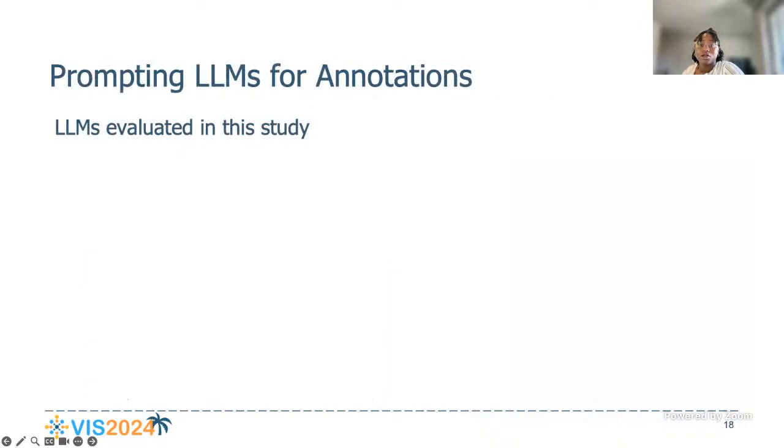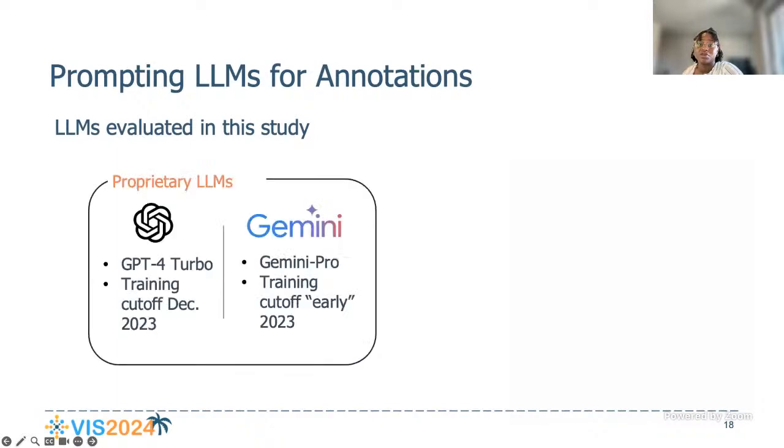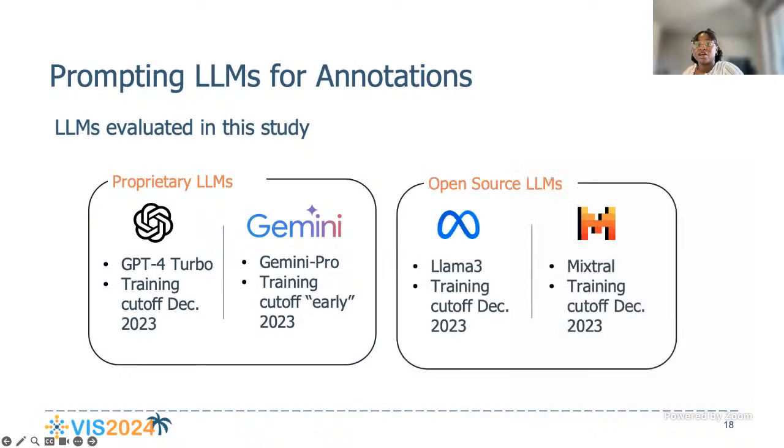We also prompted 4 LLMs for annotations, 2 of which were proprietary LLMs, GPT-4 Turbo and Gemini. We also evaluated Llama 3 and Mixtral, which are open source LLMs. And all these LLMs had training data cutoffs in late or early 2023. For the sake of time, again, please see the paper for more details on how we prompted all these LLMs.